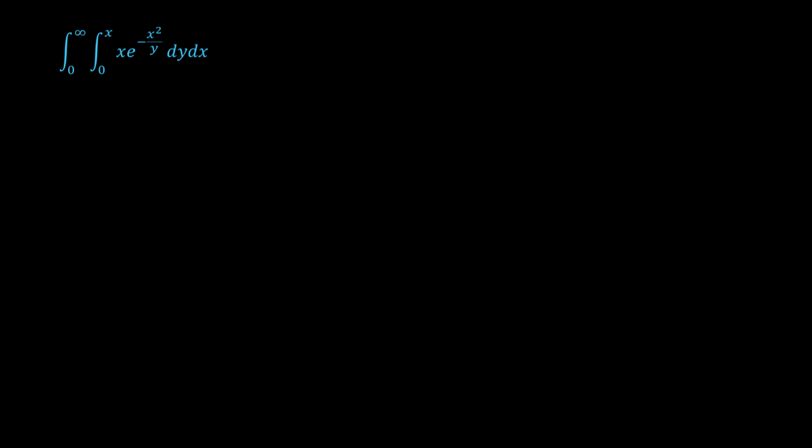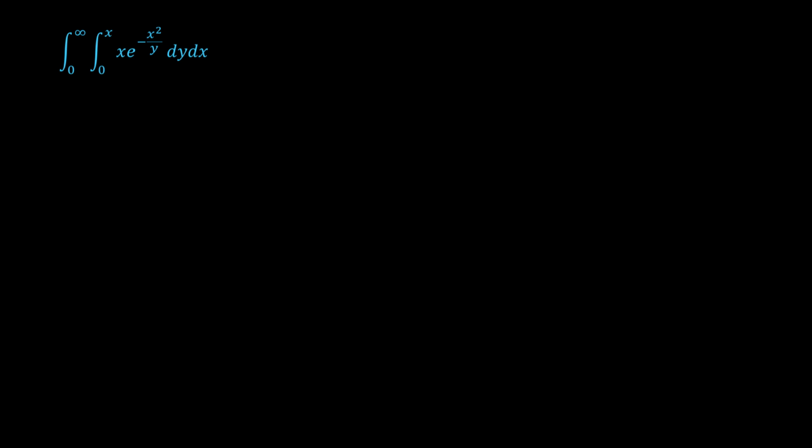Here we have to first calculate the inner integral, where the function is x e to the negative x squared over y with respect to y. But the problem is that finding the integral of this function with respect to y is impossible. We cannot find this integral in terms of elementary functions. So finding this integral with this order is impossible. So we have to think about changing the order of integration here. We have to reverse the order of integration.